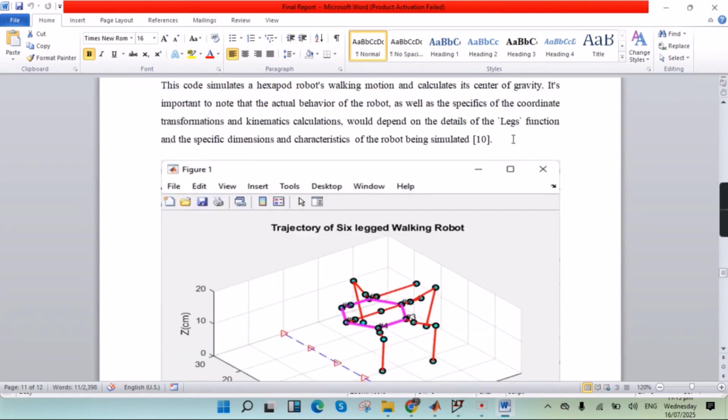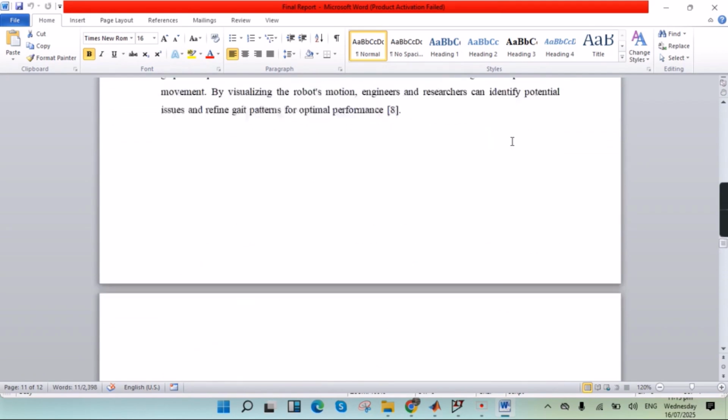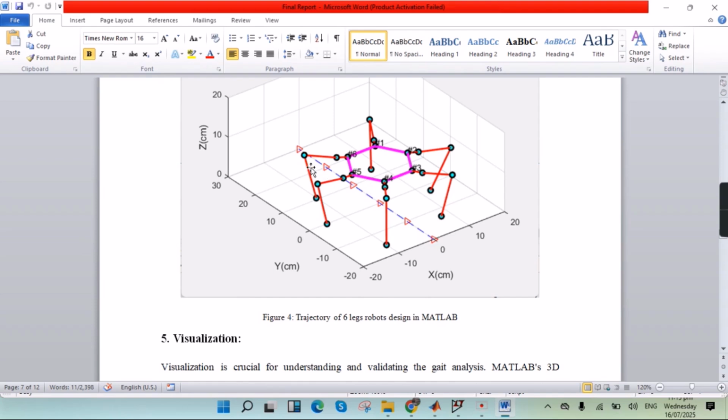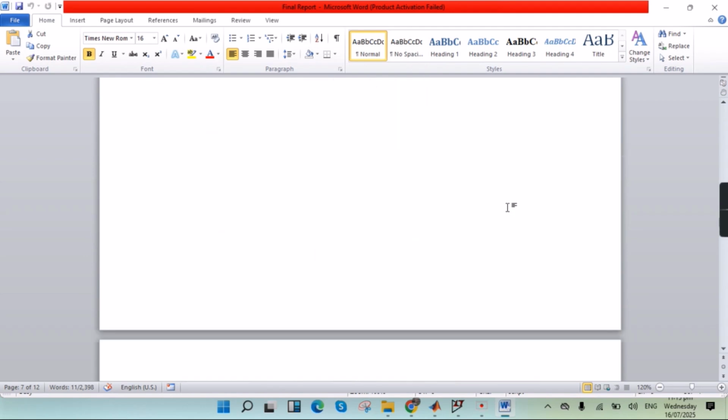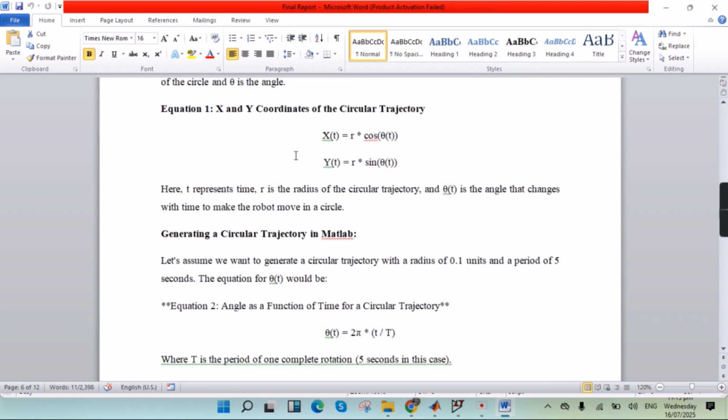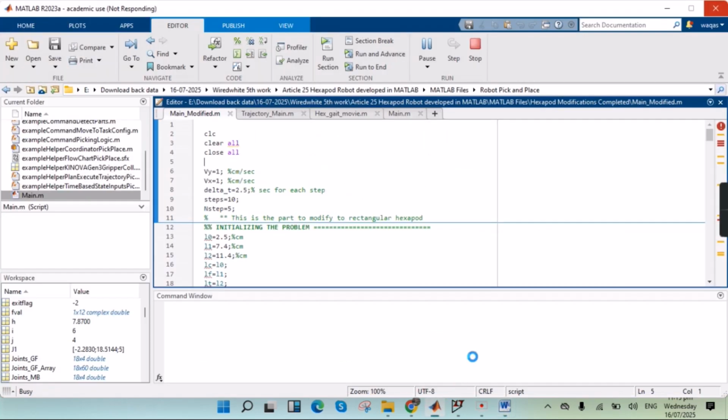The main thing is that we just need to show how this six-leg robot is moving, and they use different kinds of angles in it. So equations, everything is added in it. I think it is okay now.